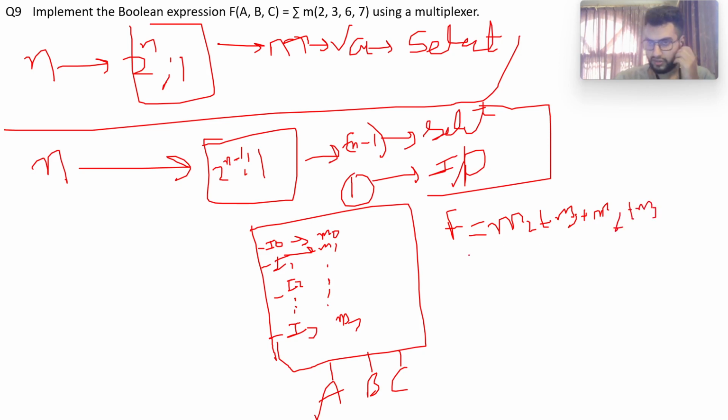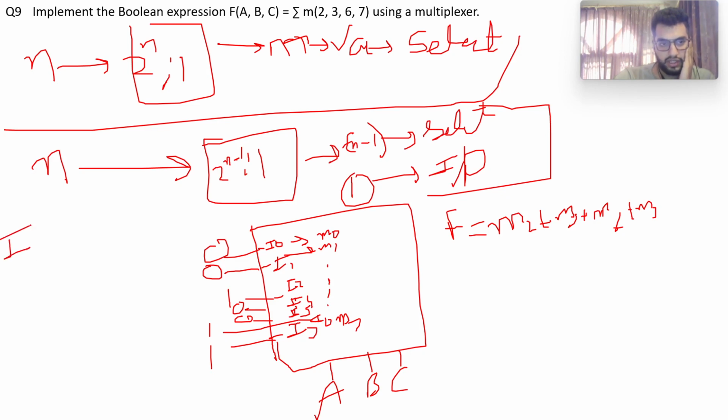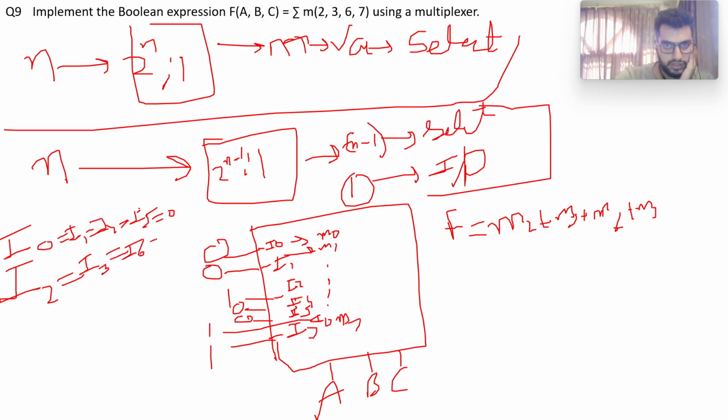So all of the other terms, I0, I1 and so on, are 0. So I0 will be connected to 0, I1 will be connected to 0, then I2 will be connected to 1, I4 will be connected to 0, I5 will be connected to 0, I6 will be connected to 1, and I7 will be connected to 1. So I write down here I0, I1, I4 and I5 are 0, and I2 equal to I3 equal to I6 equal to I7 is equal to 1. So in this way you can implement the following function that was given using an 8 is to 1 mux.